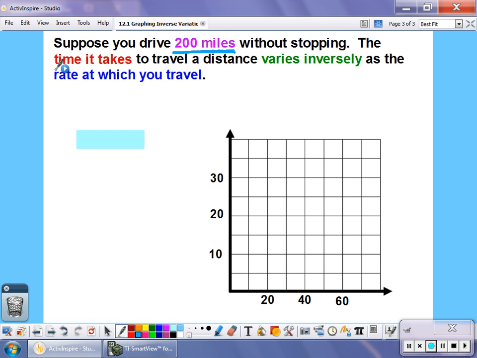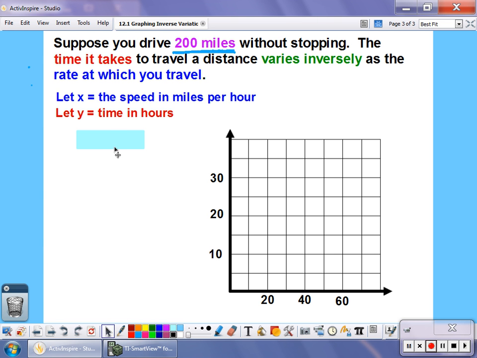The time it takes varies inversely with the rate in which you travel. So the time and my rate are my two variables, x and y. So x is my speed or my rate, y is my time. And I know that x times y is going to give me that constant 200. So if I want to figure out how to graph this, I need to divide both sides by x, and it's y equals 200 over x.